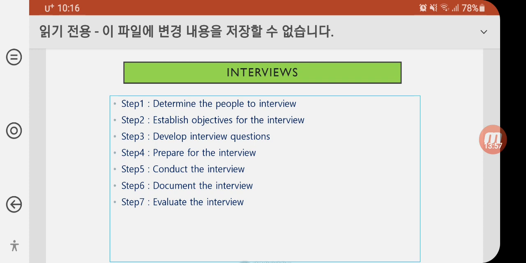The third step is to develop interview questions. Decide what to ask and how to phrase the questions. Ask the same question to different people for comparison.